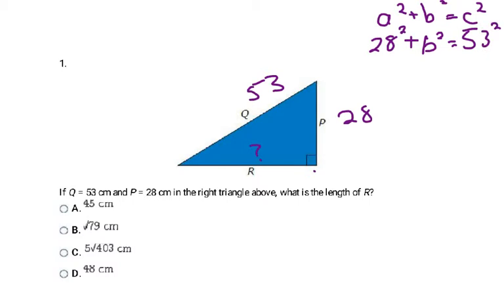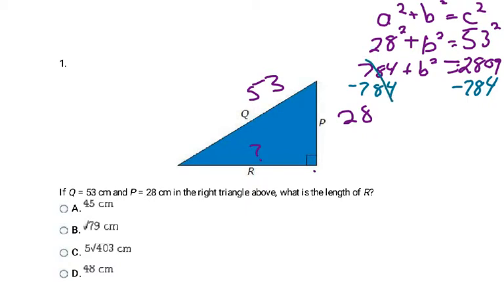And then I'm just going to go ahead and solve. My first step is to square those numbers. So 28 squared is 784, plus b squared equals 53 squared, which is 2,809. Then I'm going to subtract 784 from both sides, and they cancel. And b squared equals, when I subtract those two numbers, I'm left with 2,025.